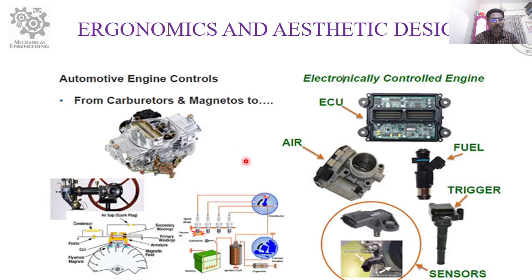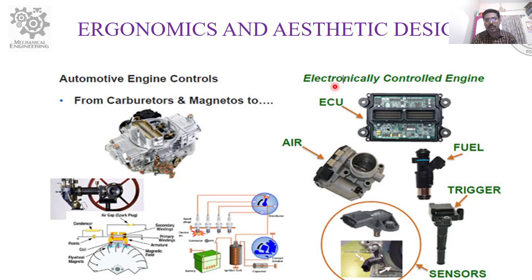Next we go for automotive engine controls, from carburetors to magnetos. This is one of the automobile engine side controls, used with the auto battery, sensors, and different types of operating devices and controls. Each and every one of these is used in controlling the engines.